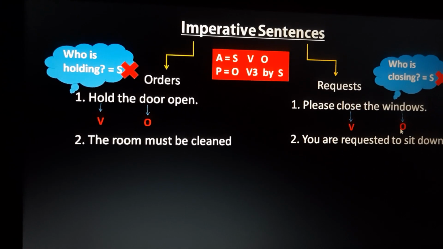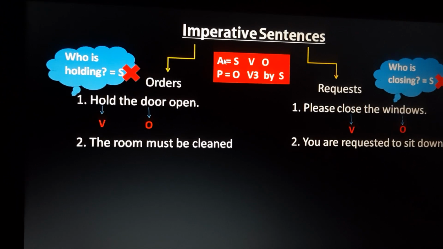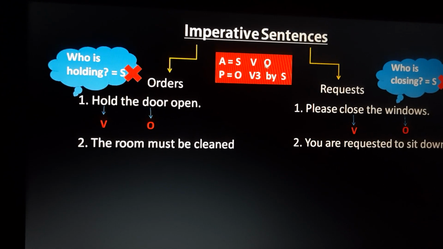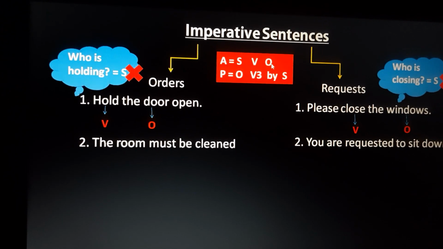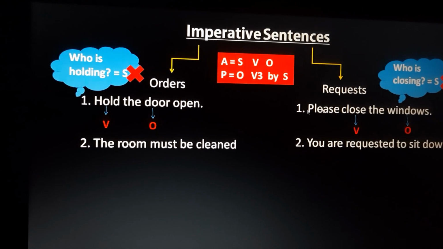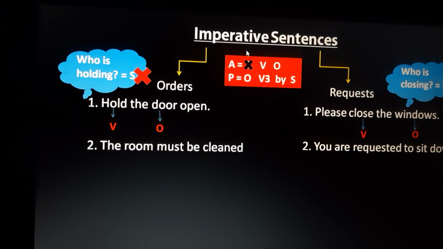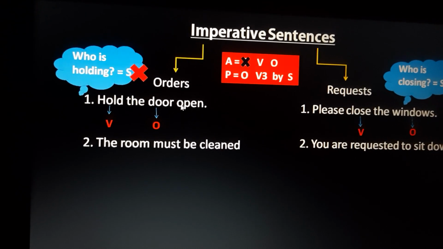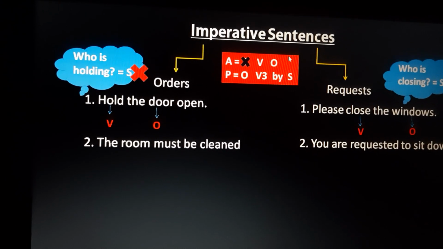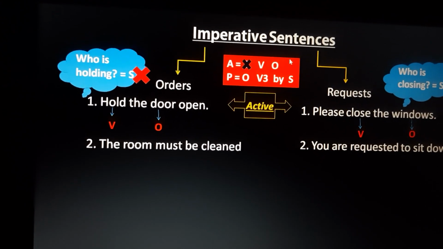Now look at the format VO in both these sentences and look at the formula for active voice. We have SVO, but because the subject is not mentioned in both of these sentences, let us put a cross over here at the subject. Now the format exactly matches with that of active voice. So these sentences are active voice.